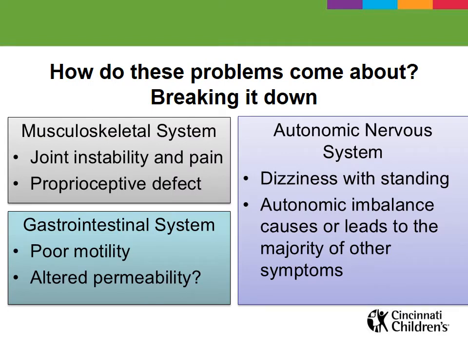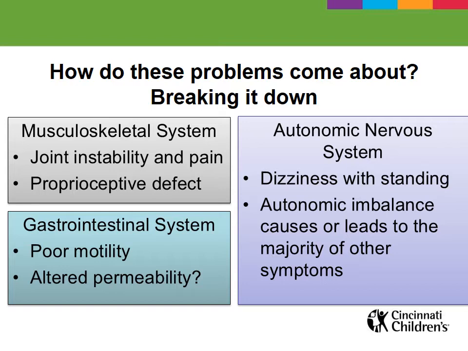Instead, if you ask the question, how could connective tissue lead to all these problems, it actually breaks out into about 3 different issues. One is that there's a musculoskeletal problem. That leads to joint instability and pain. But more subtly, and what's not often recognized, is that it also leads to a proprioceptive defect.